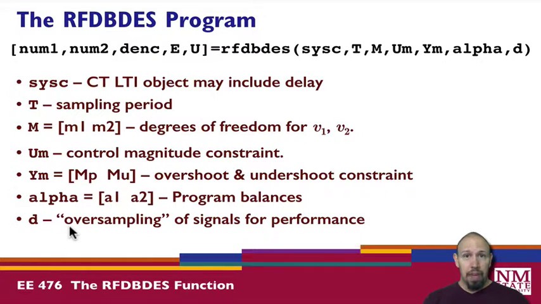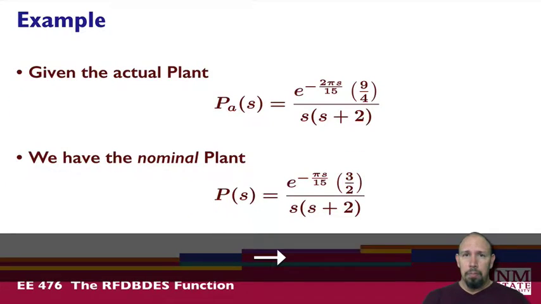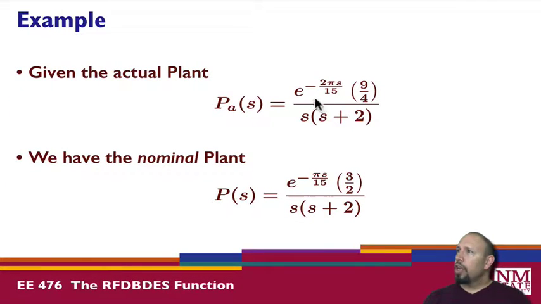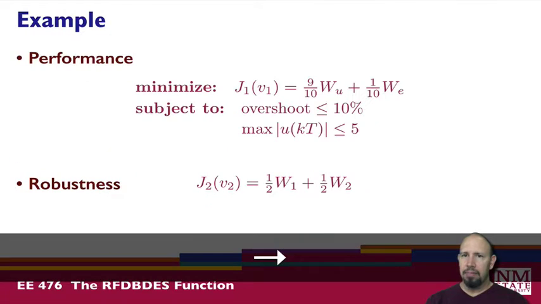Well, let's look at an example of how to use this tool. Here's our actual plant. This has a time delay associated with it. Notice the nominal plant, which is the plant that we think we have. In this case, the poles are exactly what we're expecting. The gain is off, and the time delay is off. This time delay is twice this time delay. So we have a significant amount of deviation between the actual plant and the nominal plant. This is the plant that we're going to use when we do the control design.